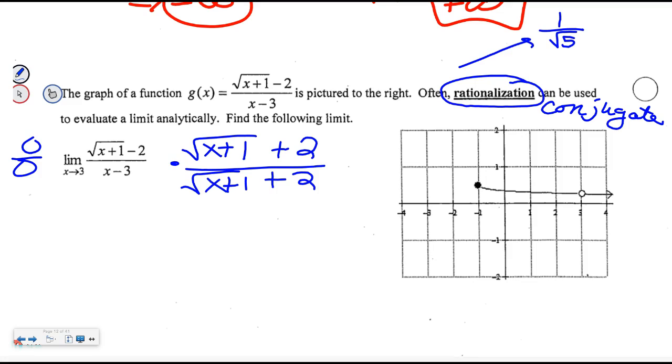Because I can't just choose to do whatever I want. I got to make sure I don't change it. What is it? The blue stuff's just 1. So you multiply by 1, you get the same thing. But what it does is it helps me find that x minus 3.